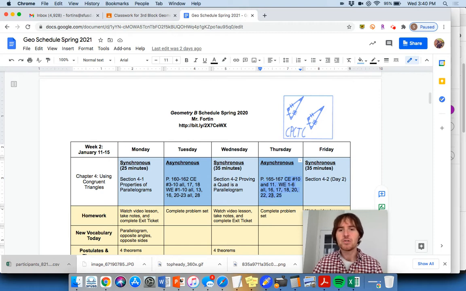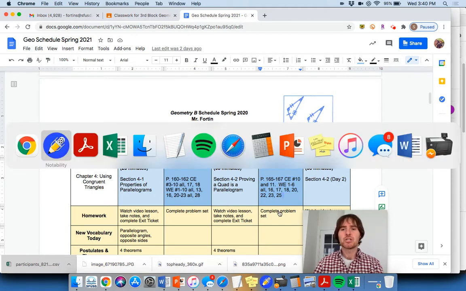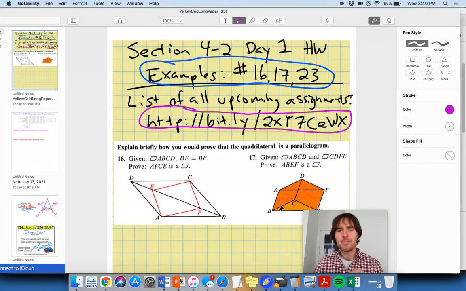Then 20, 22, 23, some algebra solving problems, and finally 25, which is going to be a proof where you're going to hopefully establish that a quadrilateral is a parallelogram. That's what this section was about. And it's this, right? Is a given quad a parallelogram?